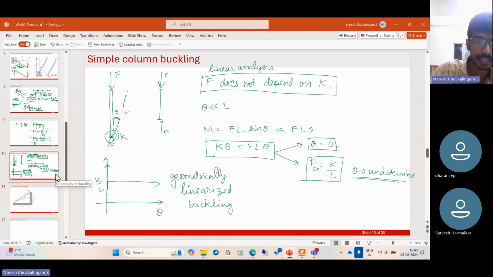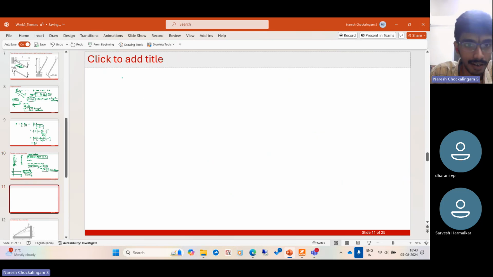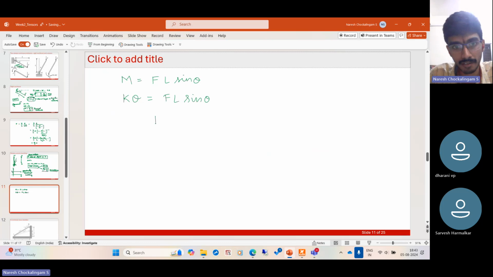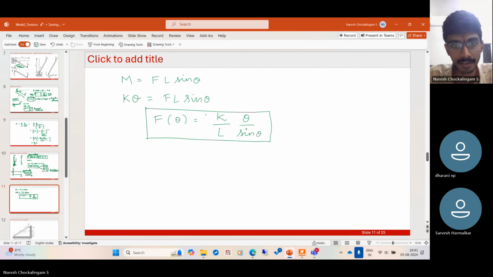Now, if you look at the actual geometrically nonlinear problem, the moment is still what we just derived, FL sine theta. But what about M? M is K theta. You cannot put theta approximately equal to sine theta. So you get K theta is equal to FL sine theta. Therefore, the force as a function of the rotation is K by L theta by sine theta. Now, when can I write this? Have I made any assumption while writing this? From going from this equation to this equation, have I assumed something?